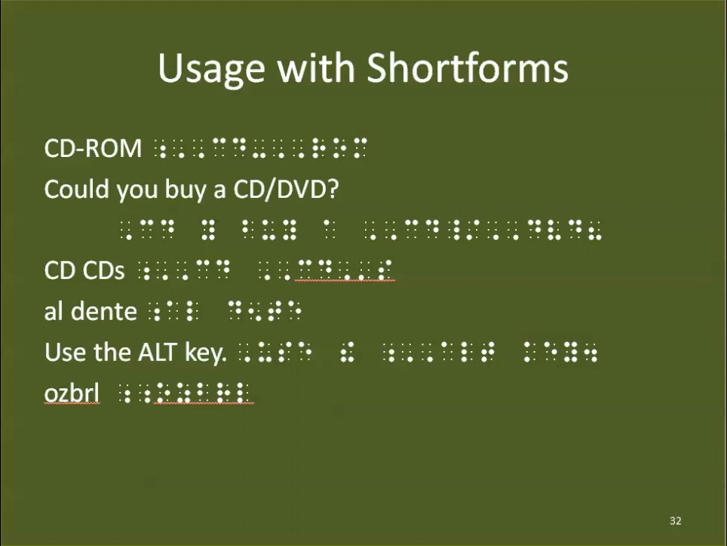Use the Alt key. ALT could be mistaken for the short form "altogether" because it's standing alone. So we have our grade 1 symbol indicator there to make sure that it's read as the ALT, not the word altogether.